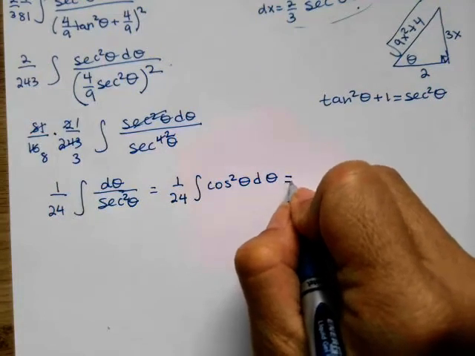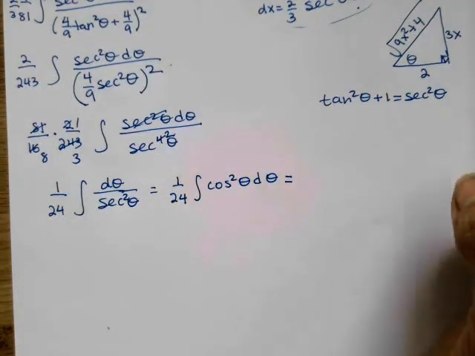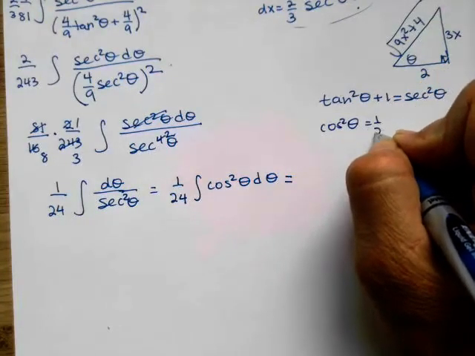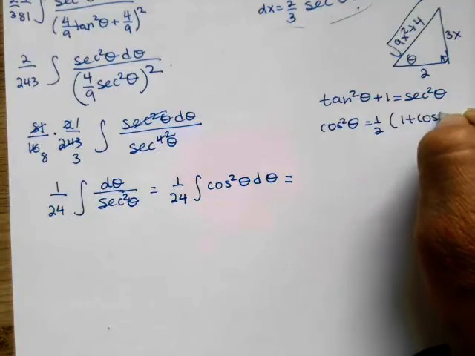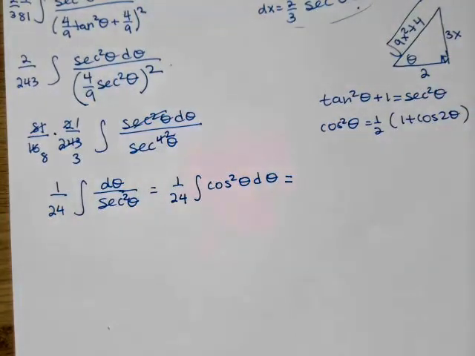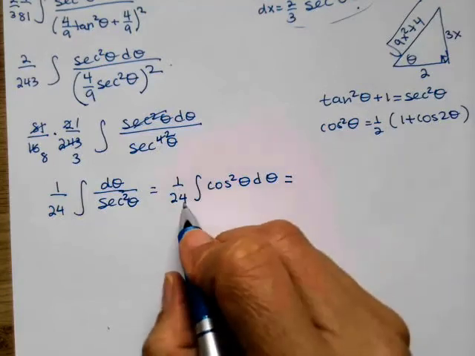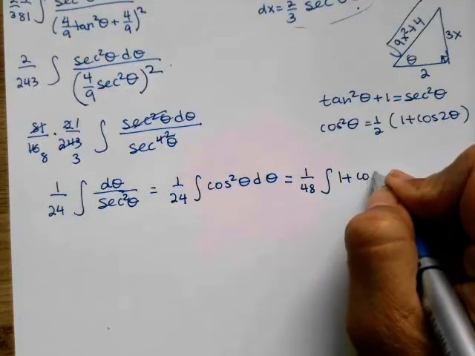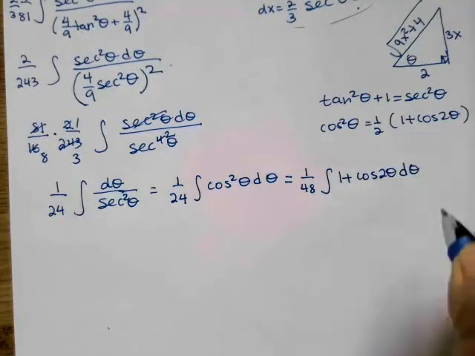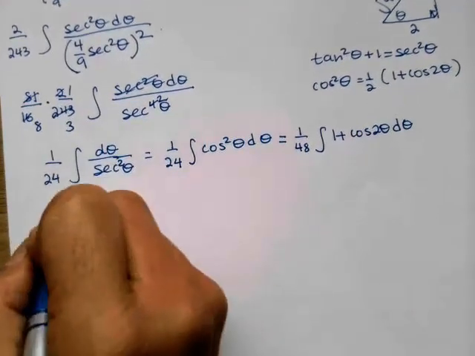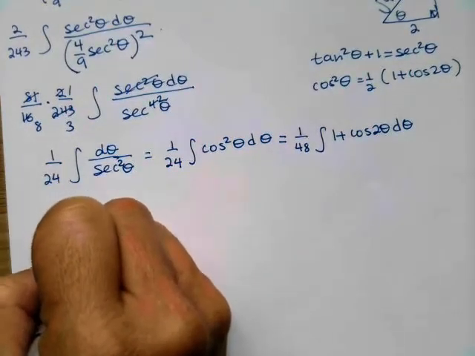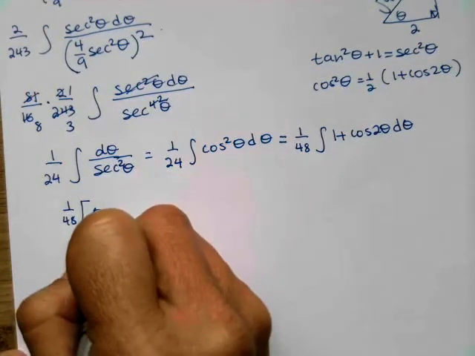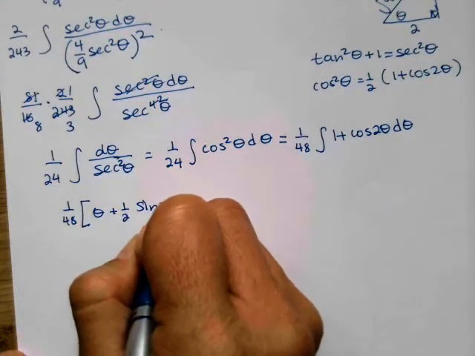And then we go to our double angle formula. So cosine squared, here's another identity, put it on your list: 1/2 times 1 plus cosine 2 theta. So now I'm going to get an extra half, so I'll have 1/48 integral 1 plus cosine 2 theta d theta. Here we go, I think we're ready. So 1/48 theta. We'll do our little u sub on the fly here, plus 1/2 sine 2 theta.